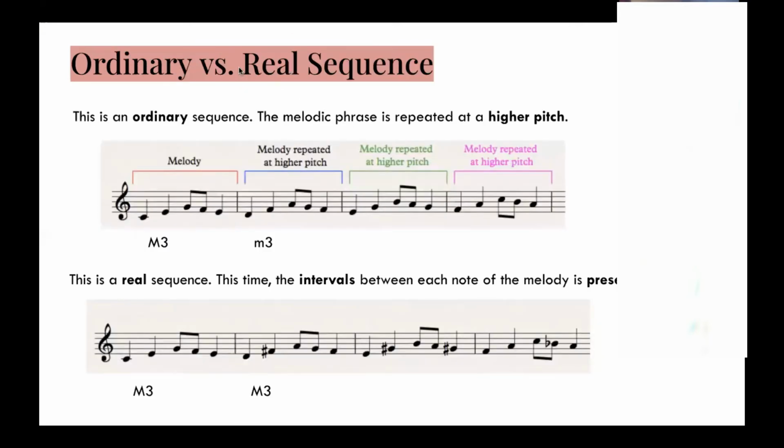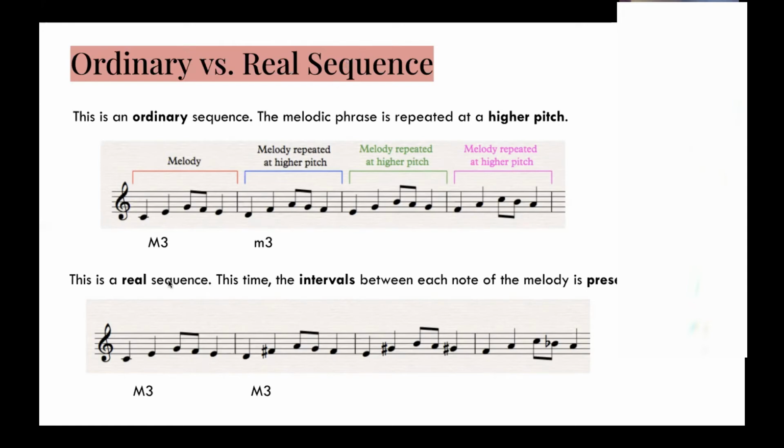Okay, and this one we're not really gonna go into that much detail, but it's just something good to know. There's 2 different types of sequences. This is an ordinary sequence when the melodic phrase is repeated at a higher pitch, but they don't preserve the same intervals. Remember, we learned intervals. So this is like C, E, G, F, E, and then you go higher, D, F, A, G, F, and then between C and E is a major third, but between D and F is a minor third. So we didn't preserve the exact same intervals when we're doing the sequence.